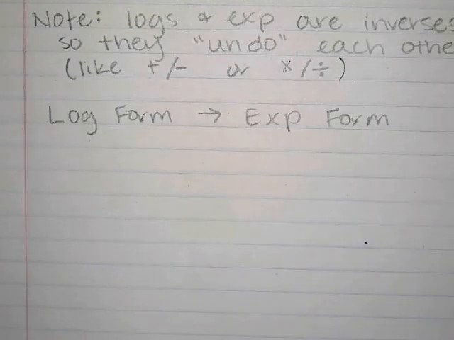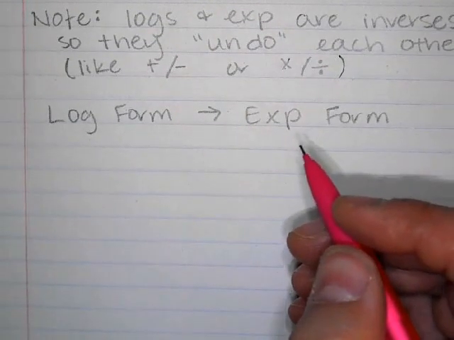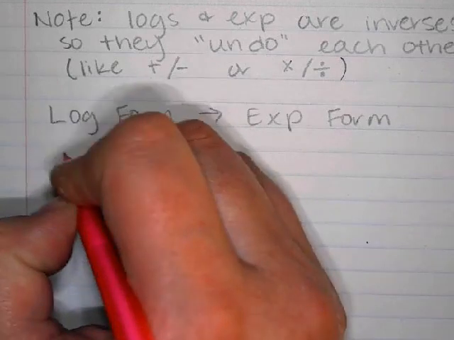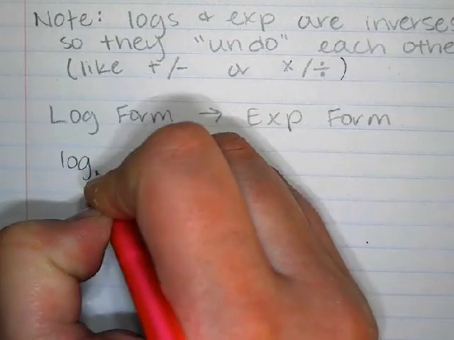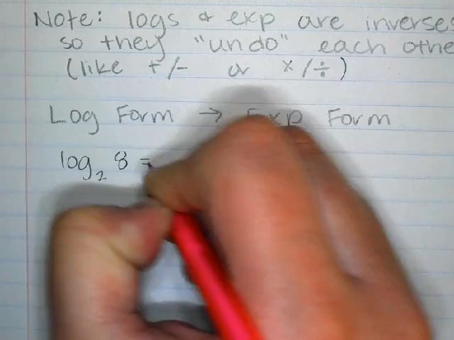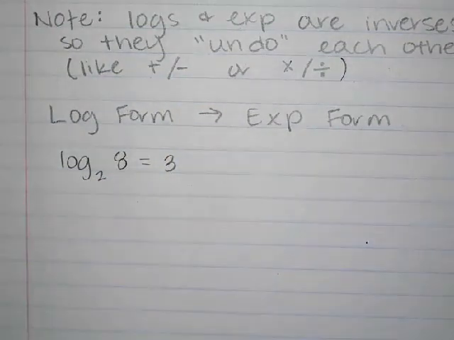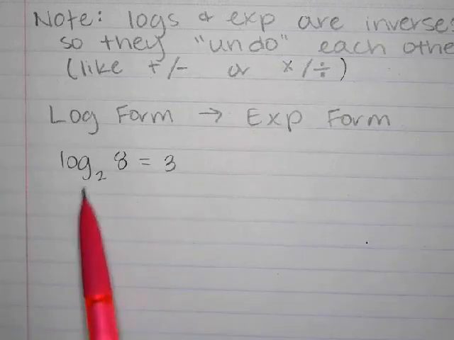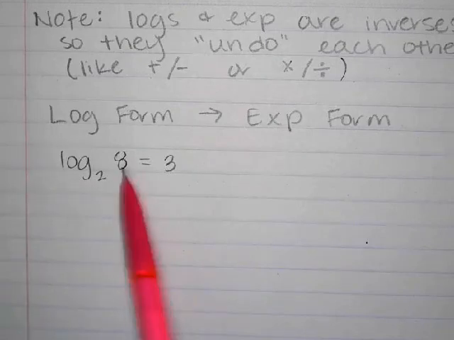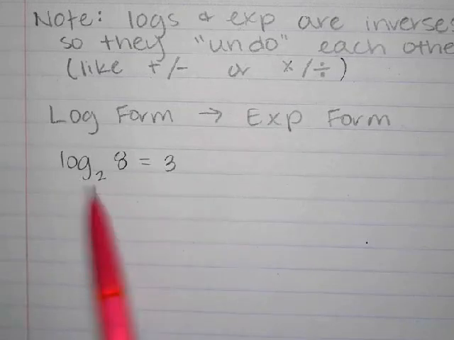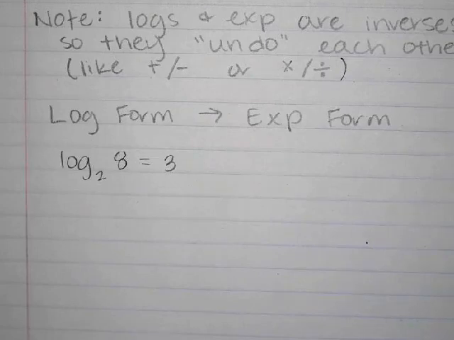So if I start with one form, the log form could be log base 2 of 8 equals 3. And for us, log form is not the form that our brain thinks in. Log is brand new to us. Our brain thinks in exponential form. So the thing that we're going to undo is the log base 2 of 8 equals 3. We're going to undo the log base 2. And the thing that we're comfortable with is exponential form having bases to an exponent.